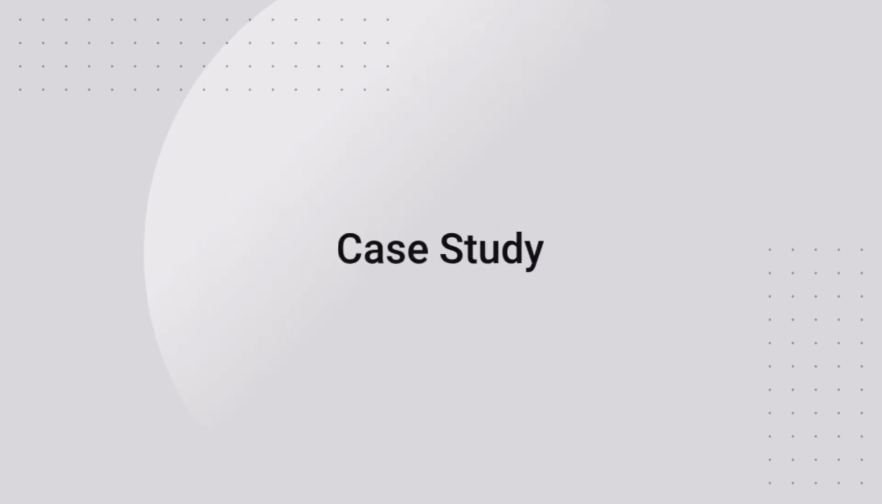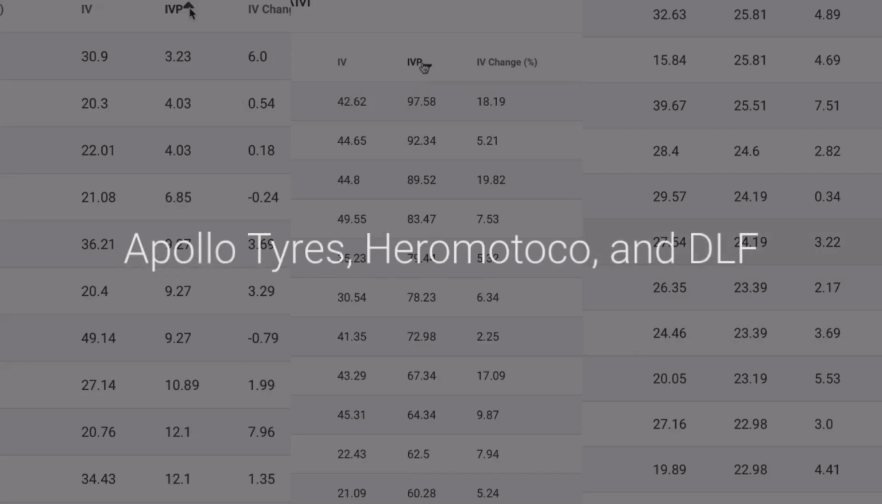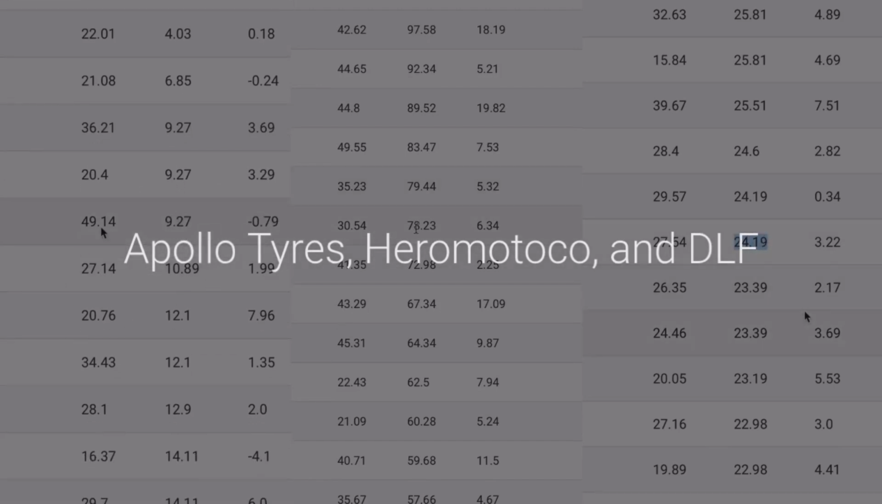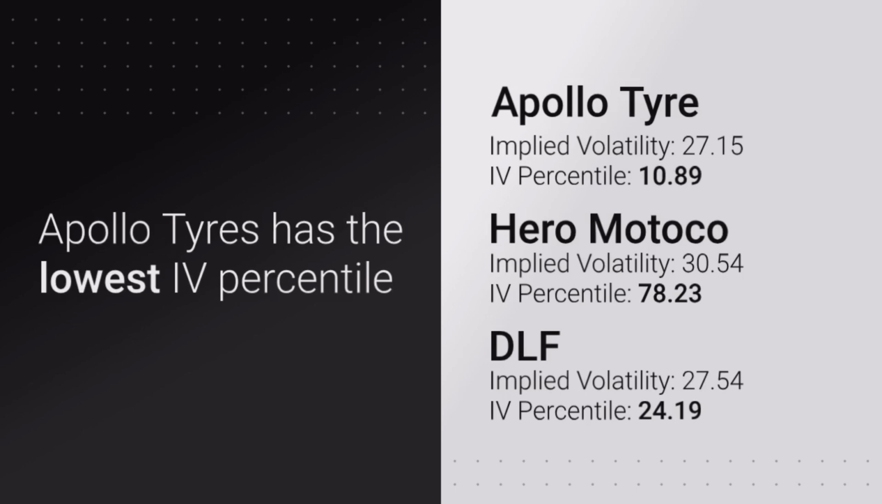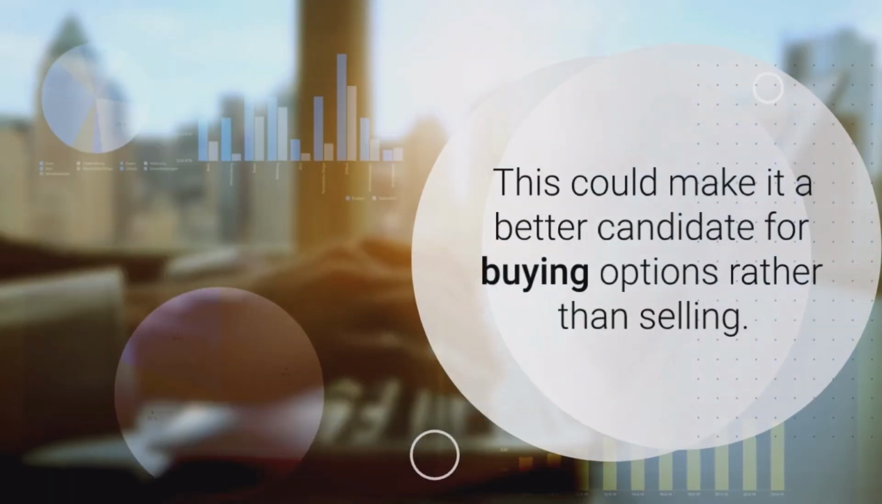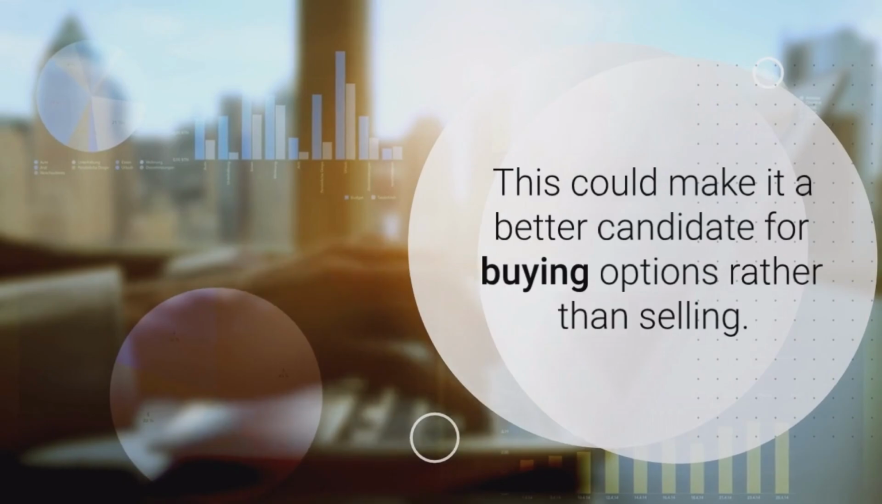Let's look at 3 different stocks: Apollo Tyres, Hero MotoCorp, and DLF. While their actual IV numbers might be similar, their IV percentiles could differ significantly. For instance, Apollo Tyres might have the lowest IV percentile, indicating that its implied volatility is relatively low compared to its past. This could make it a better candidate for buying options rather than selling.